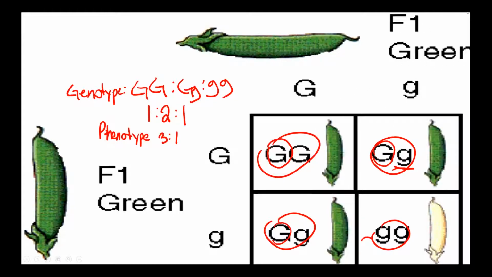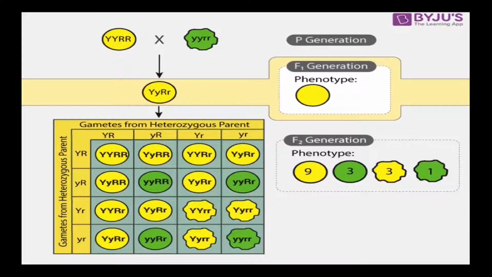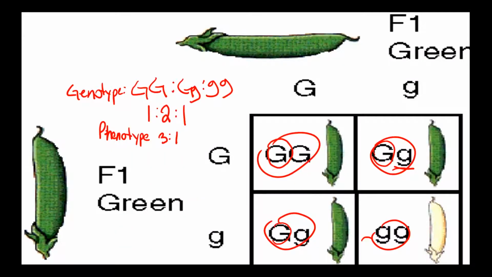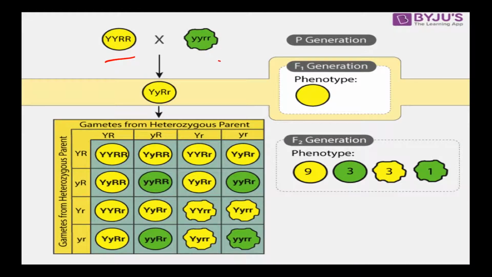Another type of breeding experiment is called the dihybrid cross. So let's switch slides. With the dihybrid cross, it is a cross that tests two different traits. In this case, it is green/yellow and round/wrinkled, as you see here. The first generation, F1, are all yellow and round, only one phenotype.